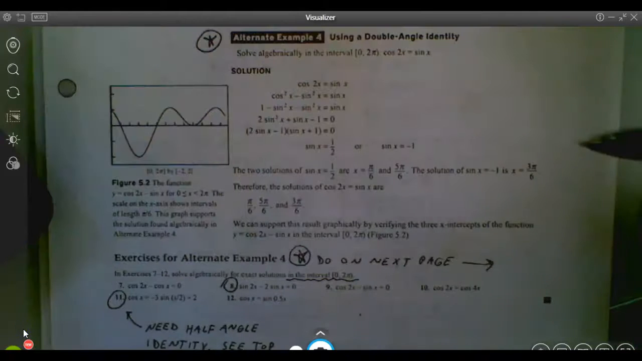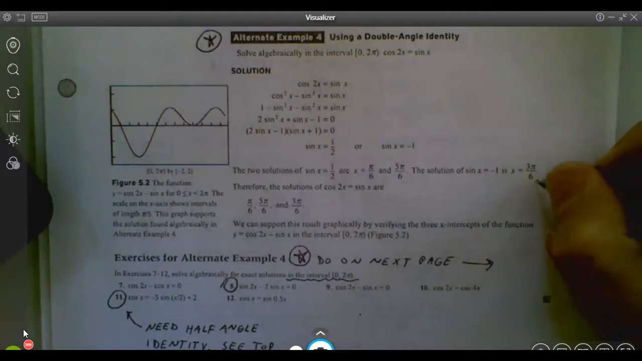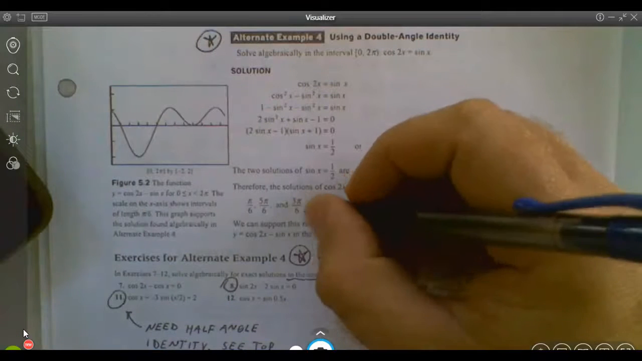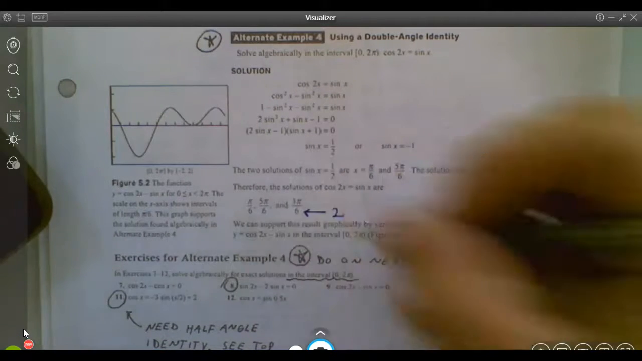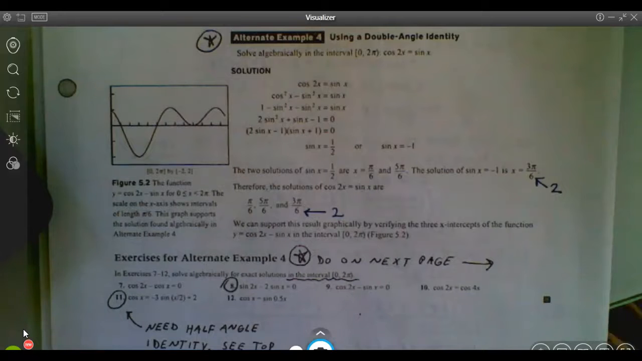They did make a little typo on this. That's supposed to be a 2 right there. I should say 3 pi over 2. Just one of those new book typos that always happen. But that should say 3 pi over 2.